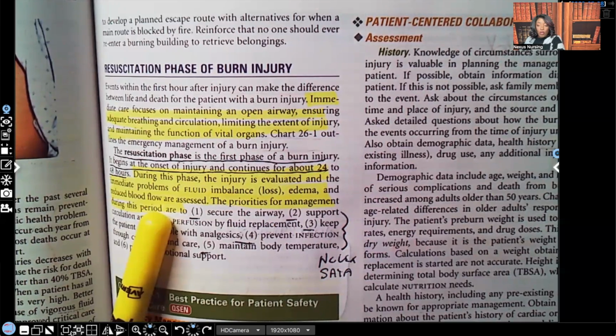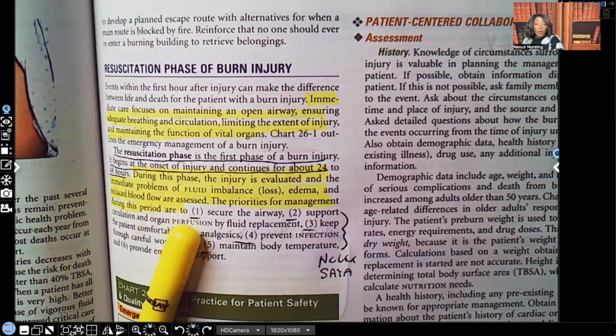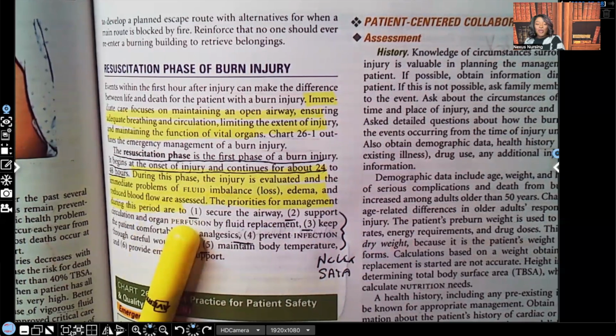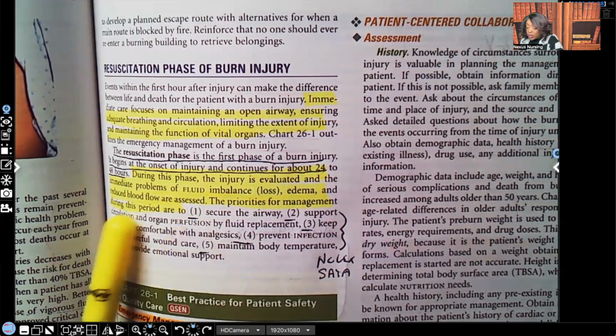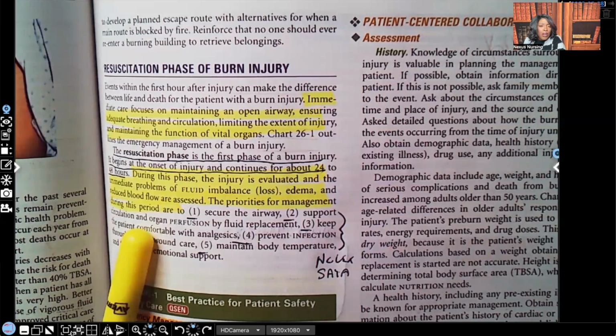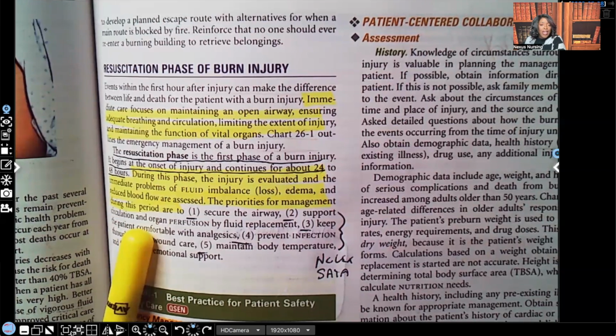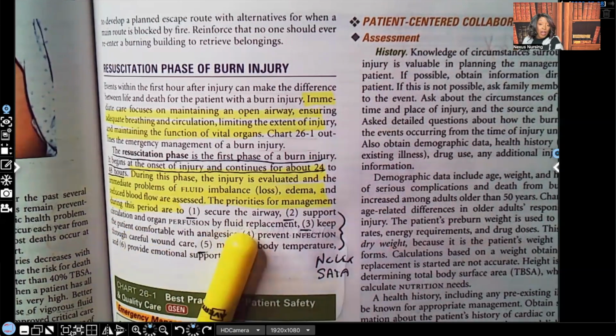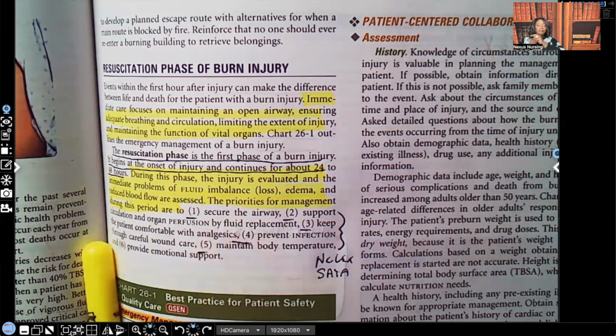What is going to be our concern? Again, number 1, secure the airway. Make sure there's no obstruction of the airway, that the patient is actually able to breathe. 2, support circulation and organ perfusion. All of the fluid, electrolytes, minerals, oxygen that's carried in the blood that left the vascular space, how are those organs going to be perfused? So we have to make sure that we get perfusion for the patient's organs. By what? Fluid replacement. Let me stop there for a minute.